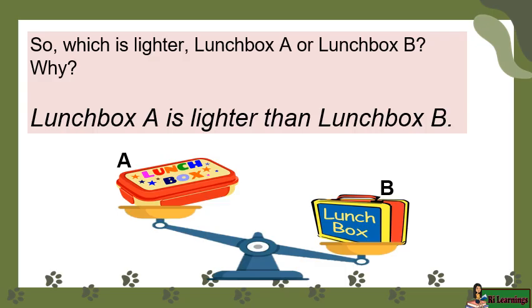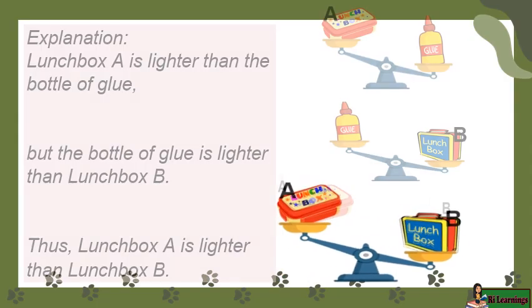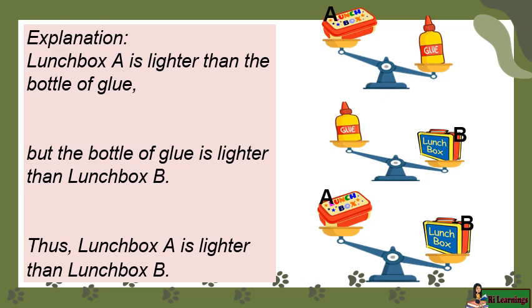So, which is lighter, lunchbox A or lunchbox B? Why? Lunchbox A is lighter than lunchbox B. Explanation: lunchbox A is lighter than the bottle of glue. But the bottle of glue is lighter than lunchbox B. Thus, lunchbox A is lighter than lunchbox B.